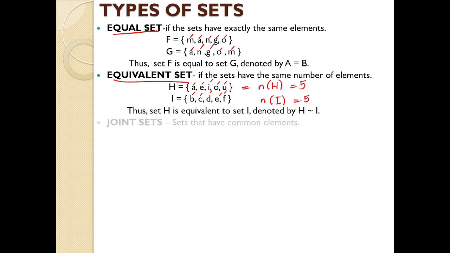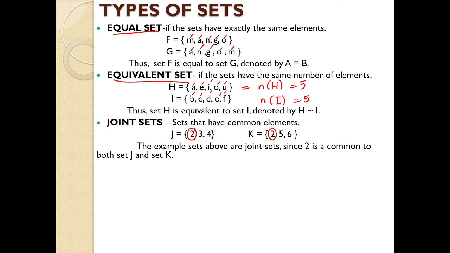Okay? Now, let's proceed to joint sets. Joint sets are sets that have common elements. Like this one. What is the common element in J and K? The number 2. I agree with that. That's why we call J and K joint sets, because they have a common element.